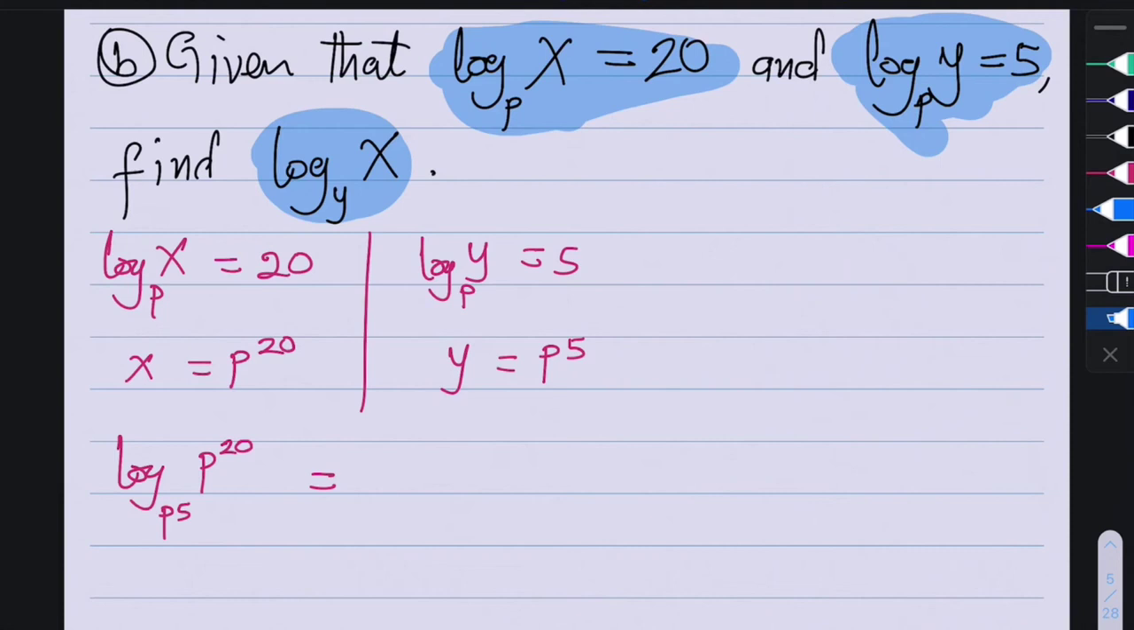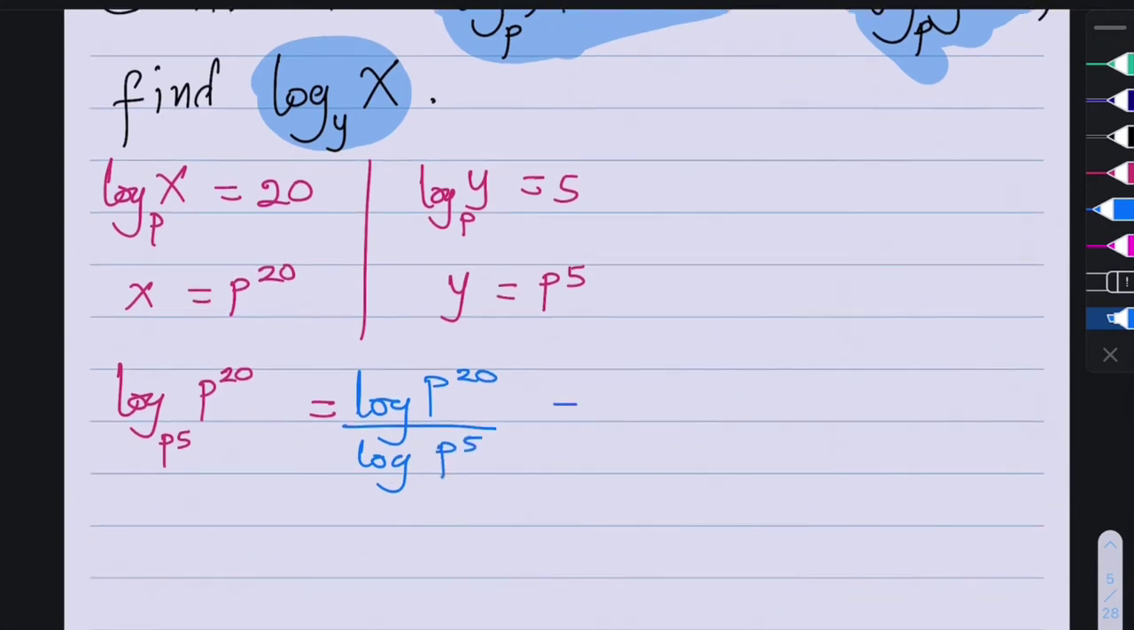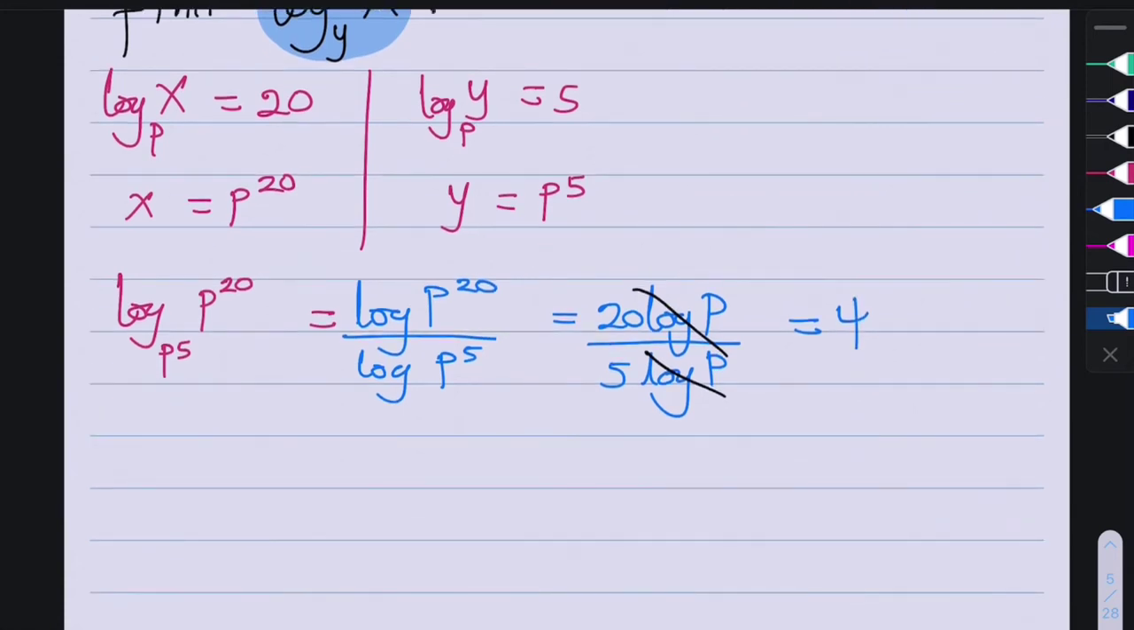Let me start with base 10. Okay. If you write log on its own, it's automatically in base 10. So if I have log p to the power 20 divided by log p to the power 5, then we can apply the law. So we have 20 log p over 5 log p. All right, so log p cancels log p, 20 divided by 5 gives us 4. Okay, so that is the solution to this particular thing.